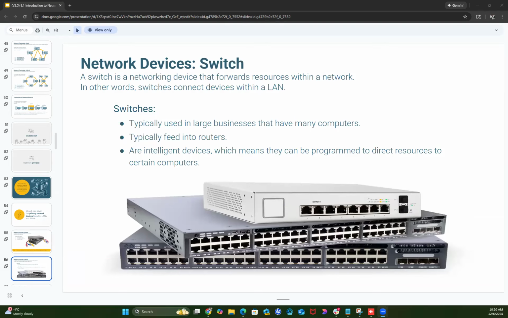What is a switch? A switch is a networking device that forwards resources within a network. In other words, a switch connects devices within a LAN. Switches are typically used in large businesses that have many computers. Switches typically feed into the router. Switches are intelligent devices, which means they can be programmed to direct resources to certain computers.